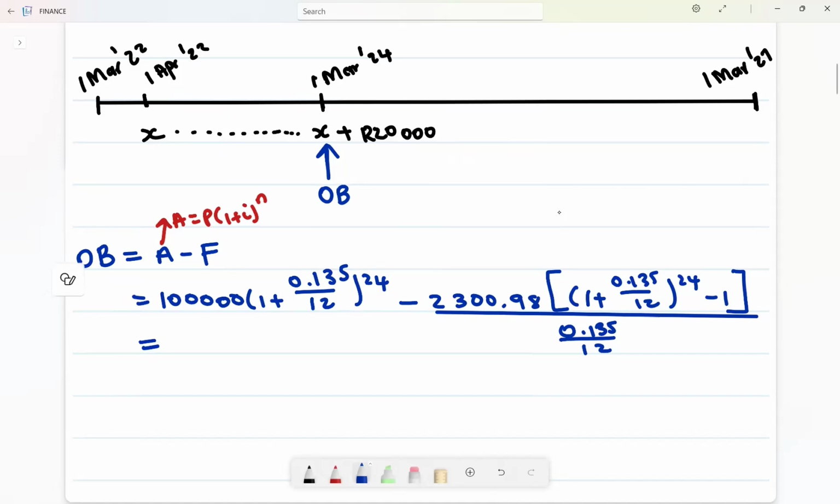I think I did it somewhere. You get something like 67,805.20. Okay, this is the outstanding balance on this part. But when he makes a payment here, and continues on the 1st of April 24, the outstanding balance will no longer be this one. How much will the outstanding balance be? So the outstanding balance here will be this one.